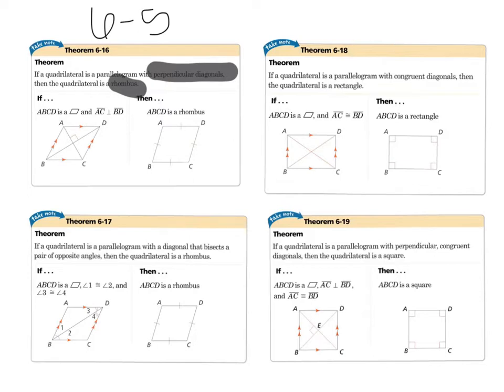The next one, 6-17, if a quadrilateral is a parallelogram with a diagonal that bisects a pair of opposite angles, then the quadrilateral is a rhombus.